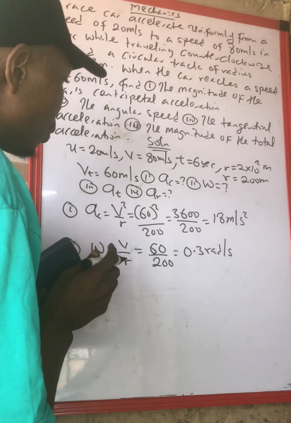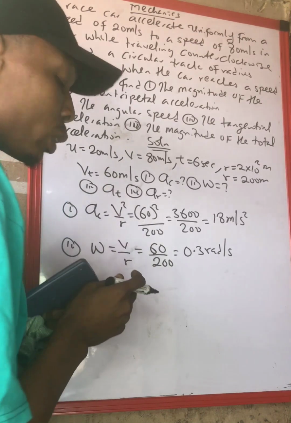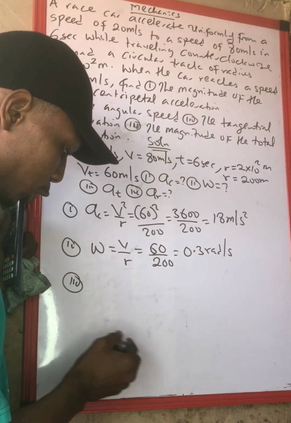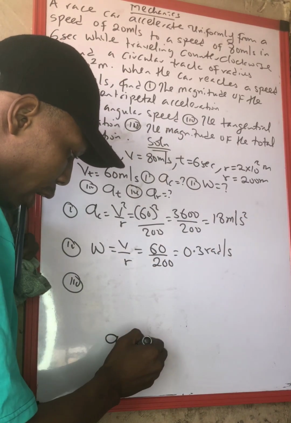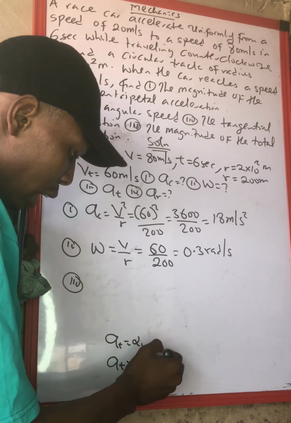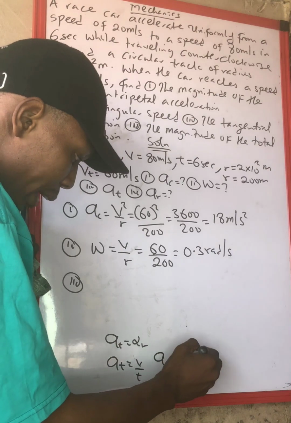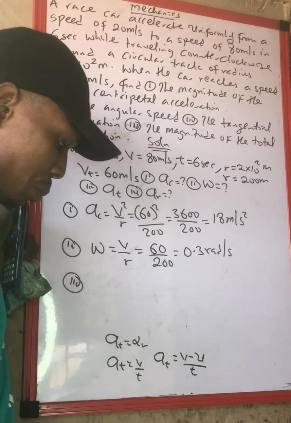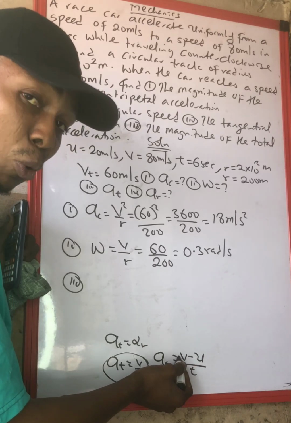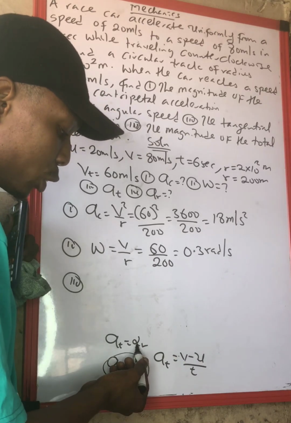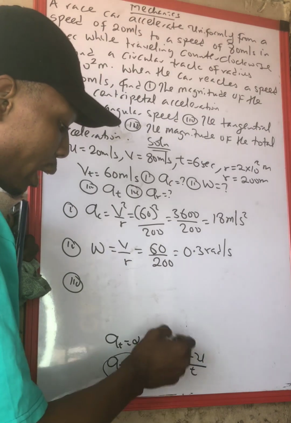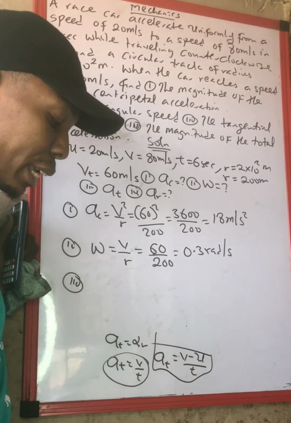All right, so the next one, number 3. We're asked to look for the tangential acceleration, AT. I gave you different formulas for tangential acceleration. I gave you AT equals alpha R. I also gave you AT equals V over t. I also gave you AT equals V minus U over t. The main reason why we can't use the first is because we don't have our alpha, and we can't make use of the second because we are given our initial and our final velocity.